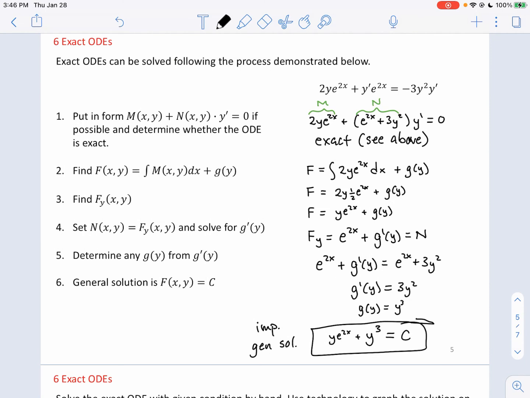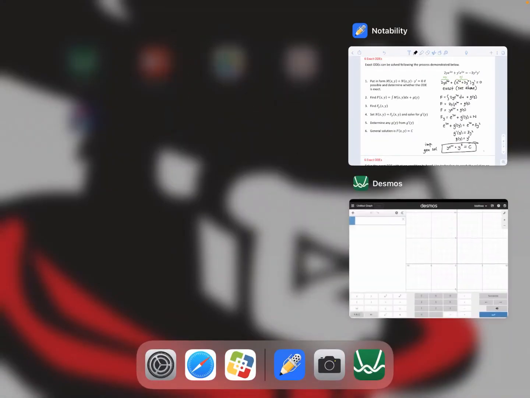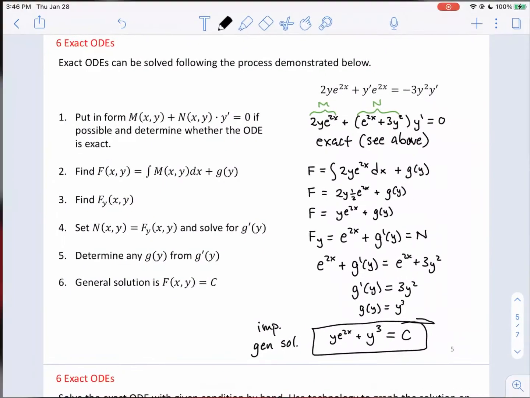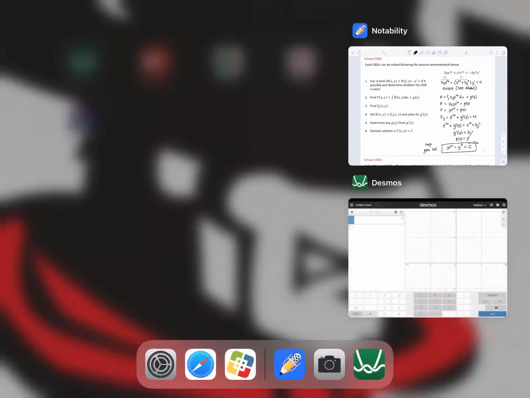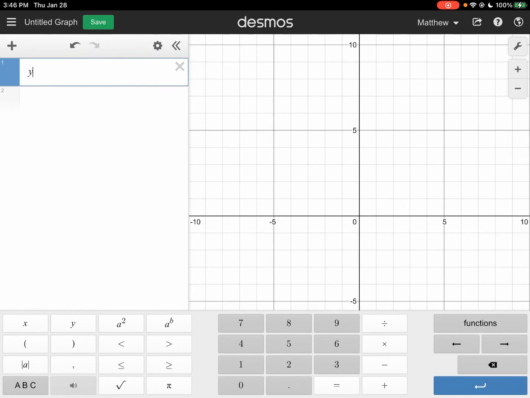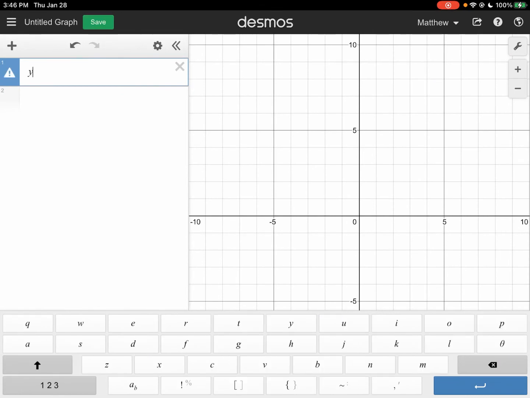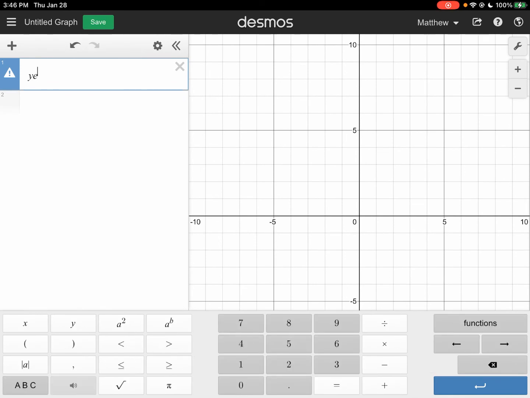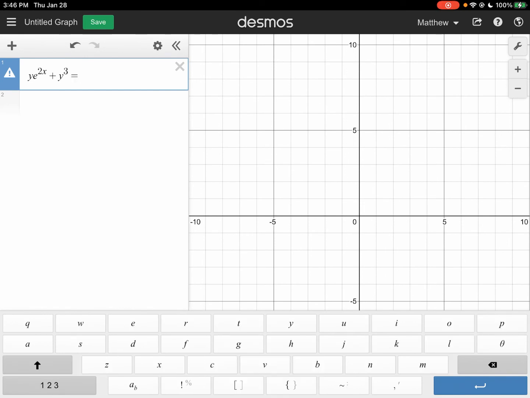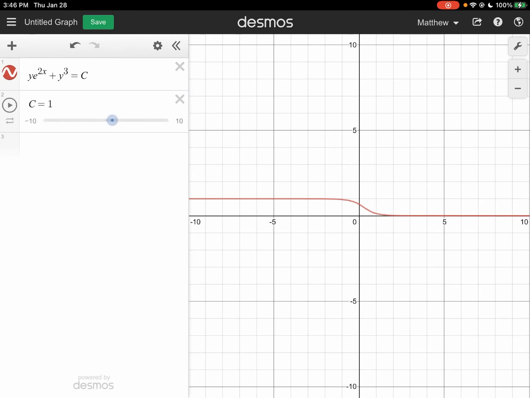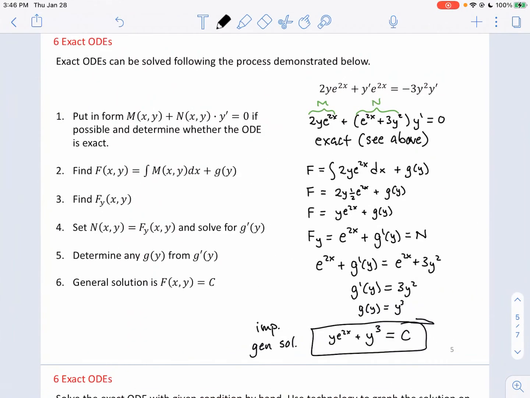In fact, if we go to Desmos, let's go ahead and graph this in Desmos just for curiosity's sake. Let's make sure we have it right first. y e to the 2x plus y cubed, so y times e raised to the 2x plus y raised to the third equals some capital C. Add a slider for C. Let's make sure I wrote that down right. y e to the 2x plus y to the third equals C.